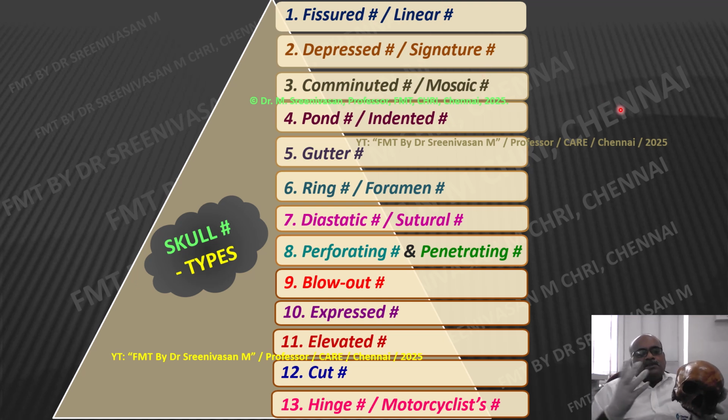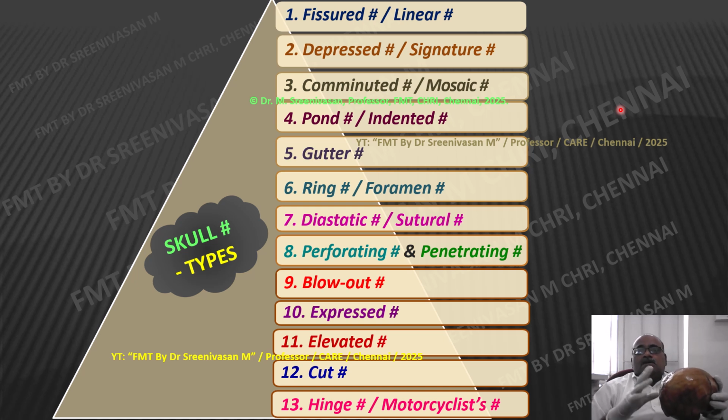That is the second most common type after the fissured or linear fracture, that is the depressed fracture. The problem here is the depressed bone may go inside and result in the tearing of meninges as well as laceration of the brain, and may also cause fatal brain lacerations.